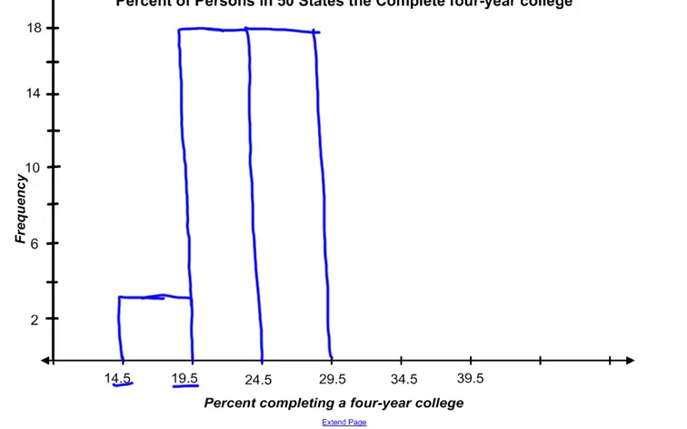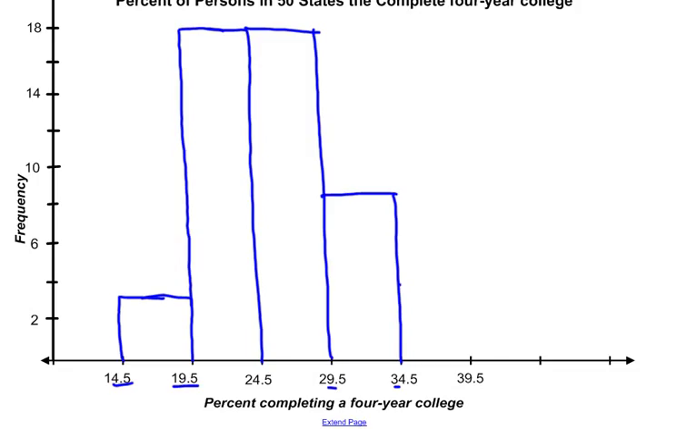And the next group goes from 29.5 to 34.5, and it's going to include 8 values. So it'll have a height of 8, which is going to be about right there. And our last group goes from 34.5 to 39.5, and it has a frequency of 3.